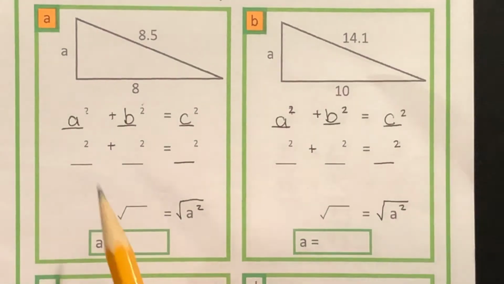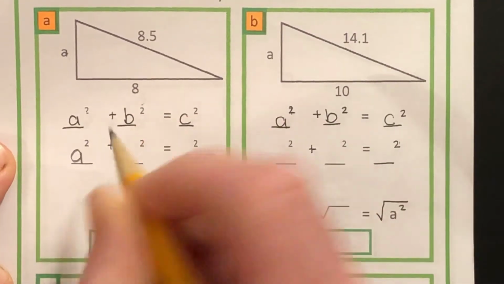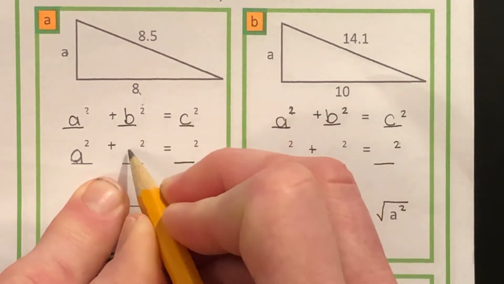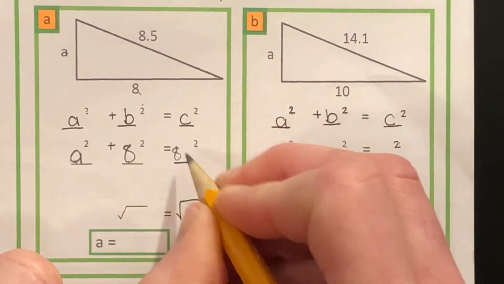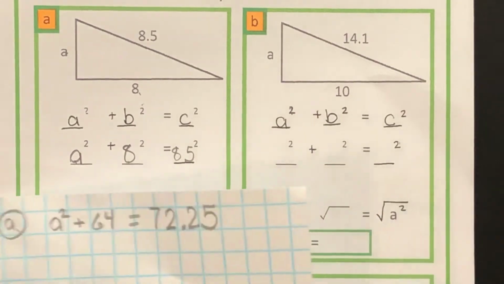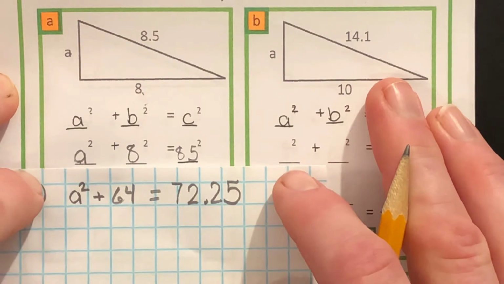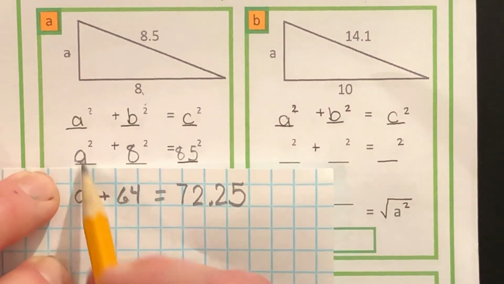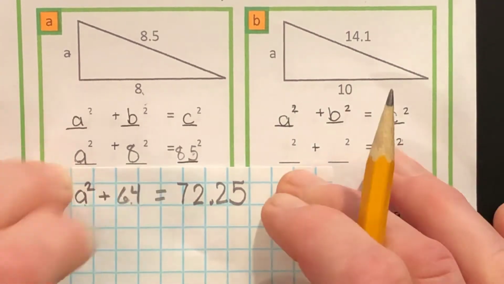We don't know what a squared is, so we're going to bring it down, a squared, because we don't know what the value of a is. B is 8, so we replace b with 8. C is 8.5, so we replace c with 8.5. Now, for a, I already found the squares of these, so I brought down a squared. 8 squared is 64, 8.5 squared is 72.25.